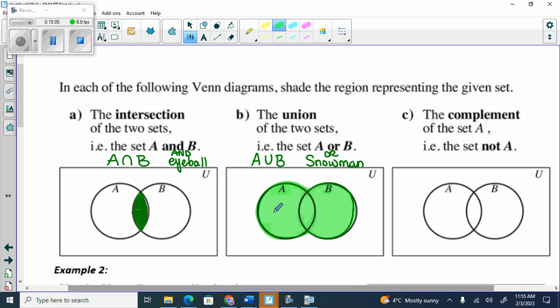Okay. Now the next one wants the complement of A. So not A. So basically we're going to shade everything but A. And it didn't go outside the box. It's tiny.